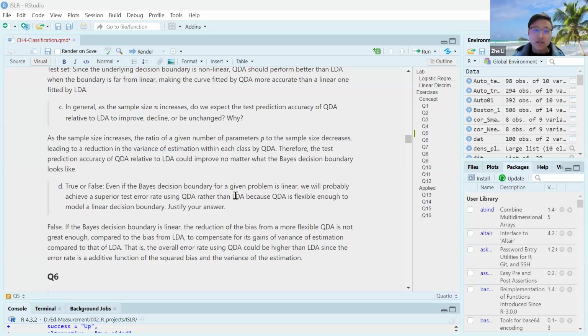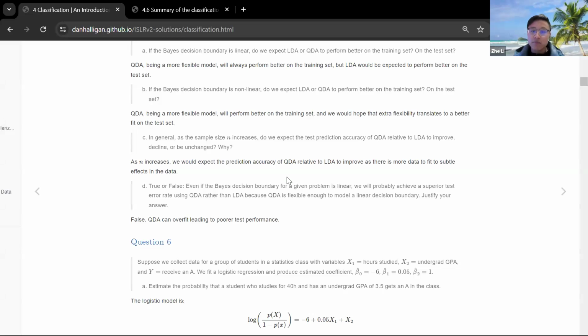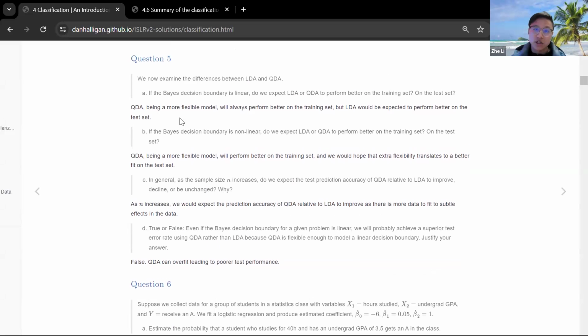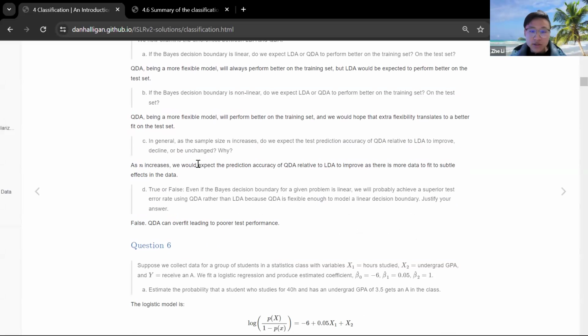The last question is: even if the Bayes decision boundary for a given problem is linear, we will probably achieve a superior test error rate using the QDA rather than the LDA, because the QDA is flexible enough to model a linear decision boundary. I think the answer is false, because the QDA tends to overfit, which leads to poorer test performance, as we talked about before, when the underlying decision boundary is linear.